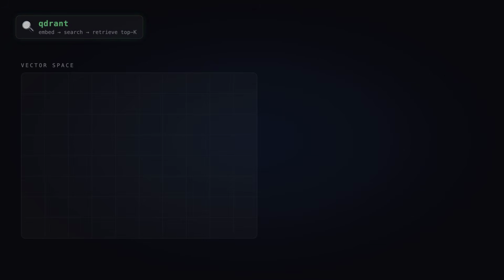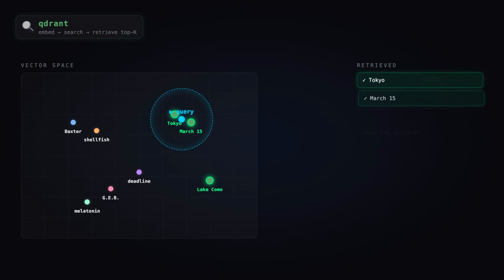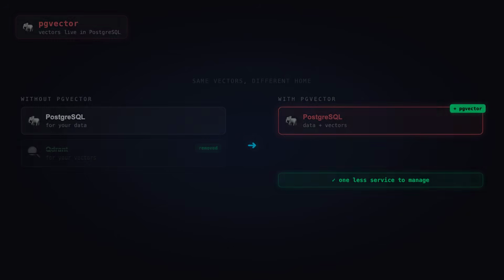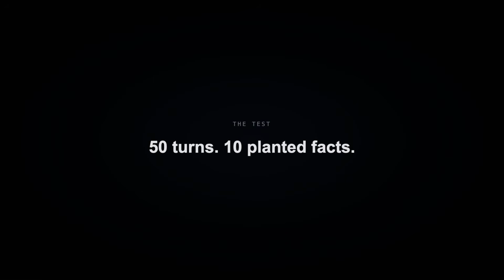Vector memory with Qdrant. Embed every message into a vector database. At query time, pull back only the most semantically relevant snippets. Surgical and efficient. Vector memory with pgvector. Same idea, but with PostgreSQL with the pgvector extension instead of a dedicated vector database. One less service to manage. The question: when you push these to 50 turns with 10 planted facts, who survives?